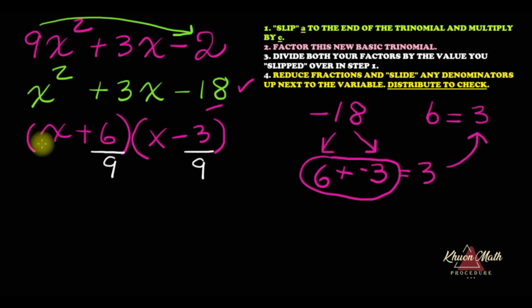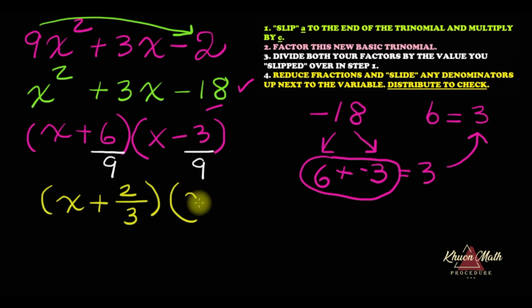So let's see what happened here. 6 over 9, we can easily reduce that by 3. So if you divide 6 by 3, you get 2. You divide 9 by 3, you get 3. So 6 over 9 is the same as 2 over 3. And then 3 over 9 is the same as 1 over 3. Okay, so we reduce it. So after we reduce the fractions, we're going to slide any denominators up next to the variable.